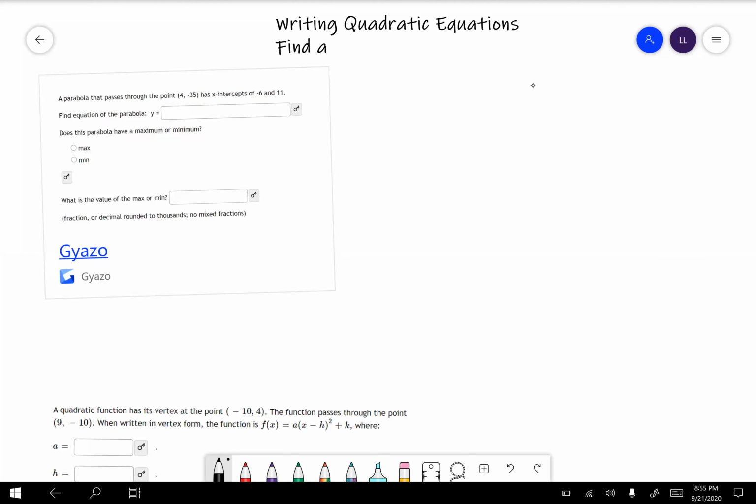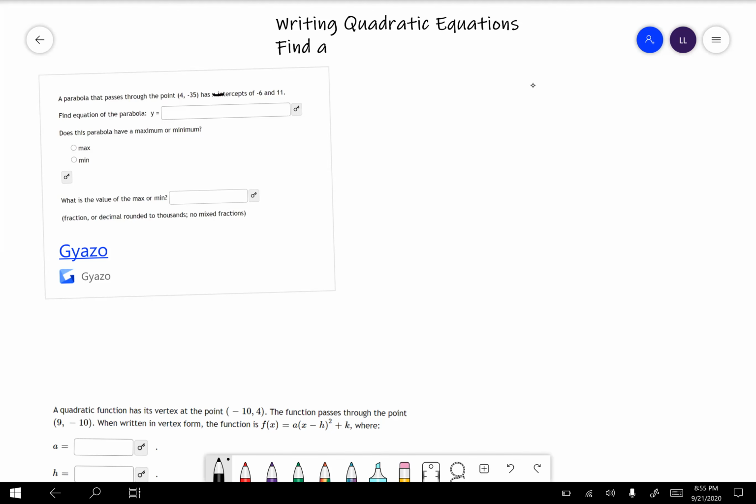Hi everybody, in this video we are going to write quadratic equations, but first we're going to have to find a. So let's go ahead and get at it. Here we have a parabola that passes through the point (4, -35). It has x-intercepts of -6 and 11. So first of all, let's go ahead and identify this.